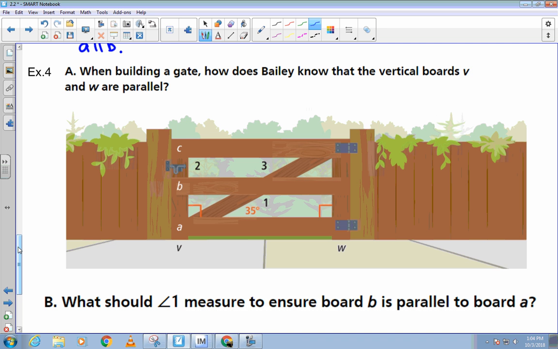Okay, when building a gate, how does Bailey know that the vertical boards V and W are parallel? So this right here is the vertical board V, and this right here is W. So we've got V and W. It says, how does Bailey know that those are parallel to each other?